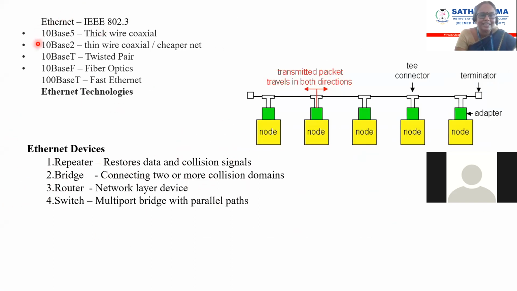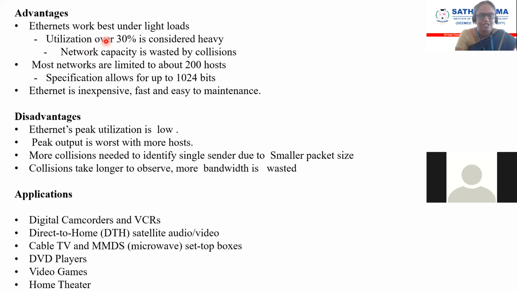I told you these are the types of Ethernet. See, 10 base 5 is thick wire coaxial cable, thin wire coaxial cable, 10 base T is twisted pair, 10 base F is fiber optics, 100 base T is fast Ethernet. Fast Ethernet will transfer gigabit per second. So these are the Ethernet technologies. Depending upon the length and the data transmission, we have types. So you have seen advantages and disadvantages and where it is used.